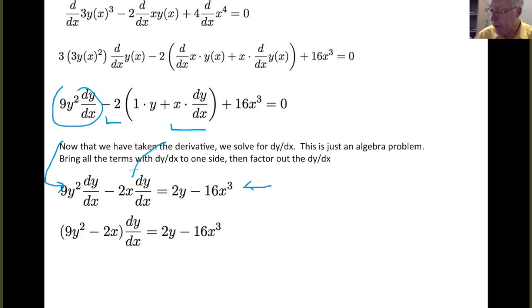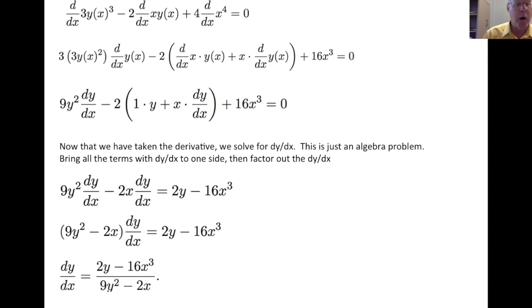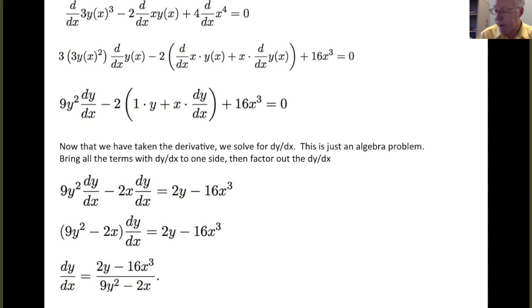We've taken the 16x cubed over to the right-hand side, subtracting it from both sides, and we find the minus 2xy here, the minus 2 times 1 times y. If I bring that to the right-hand side, it becomes the 2y. And then finally, in this last step, we factored out the dy dx from the left-hand side. So now we can write down the expression for dy dx just by dividing through by 9y squared minus 2x, and here it is. So there's an expression for dy dx that arises from that implicit equation that we started with.